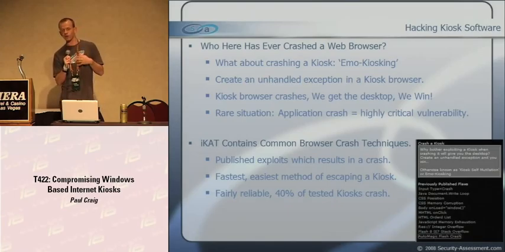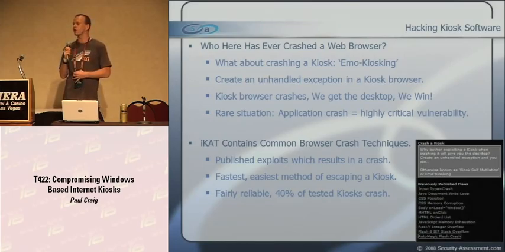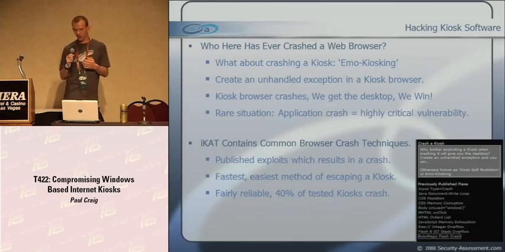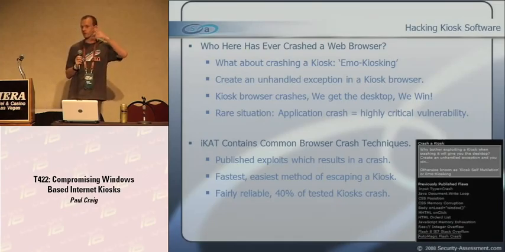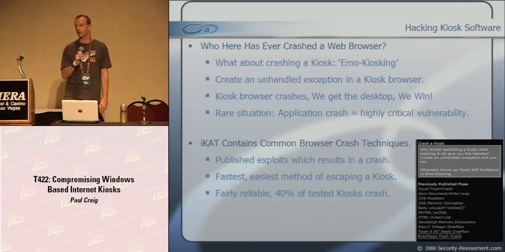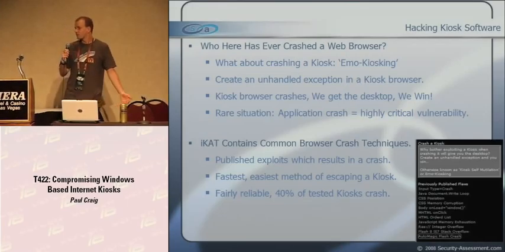So what I did in iCat was I found a whole bunch of really common exploits that affect winHTTP.dll and msinet.ocx that cause crash situations. You can't get EIP, you can't pop a shell, but everything just crashes. I added all of them into iCat, so essentially you can just click down a list and see if the kiosk crashes. This is good if you just want to be a real asshole and crash a kiosk. This is the fastest, easiest method for escaping a kiosk, and it's fairly reliable. I found about 40% of kiosks crashed in some way or another. That's not 100%, but it's something, right?